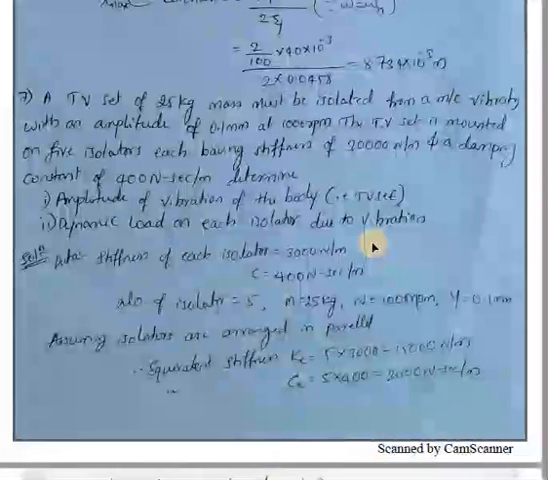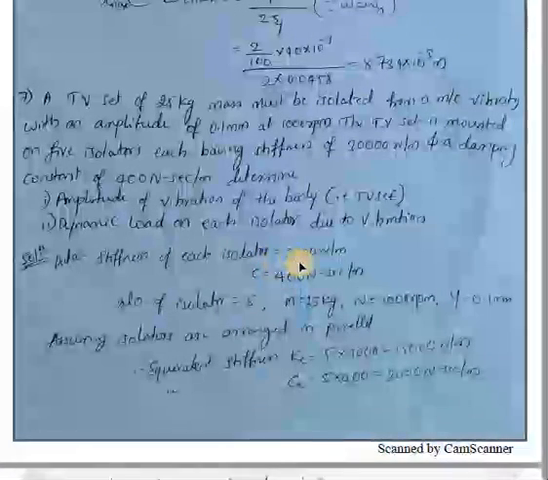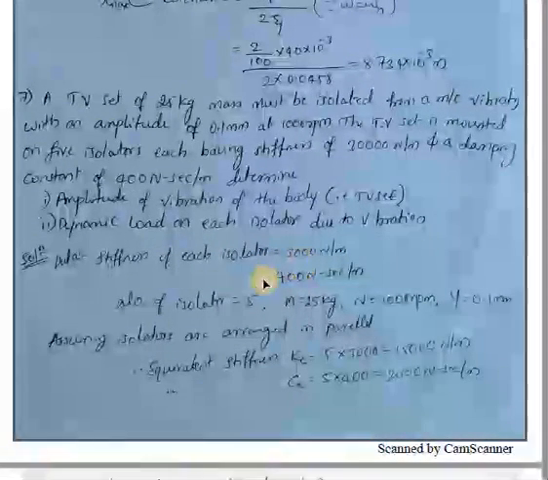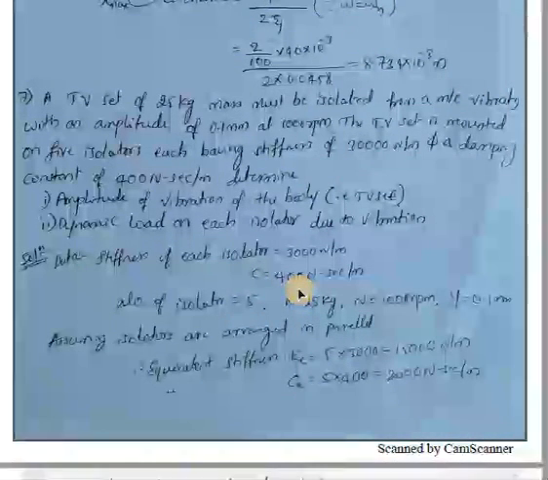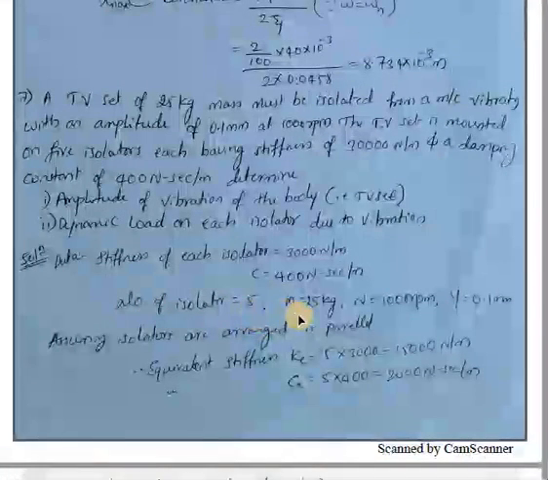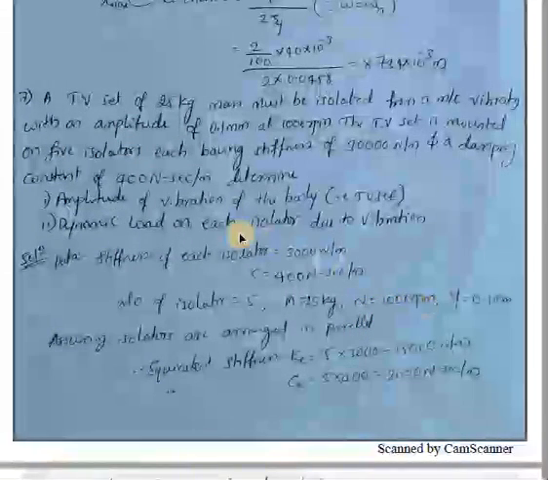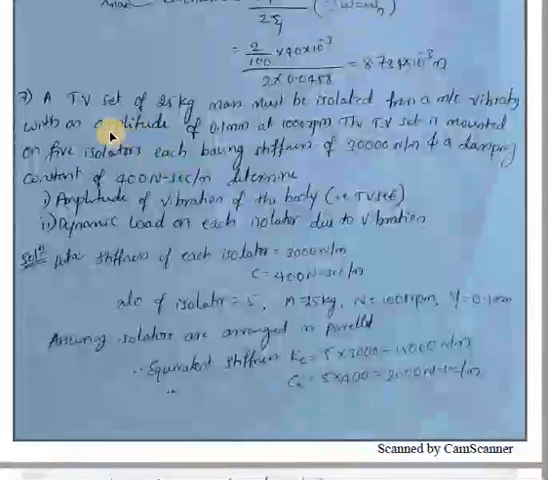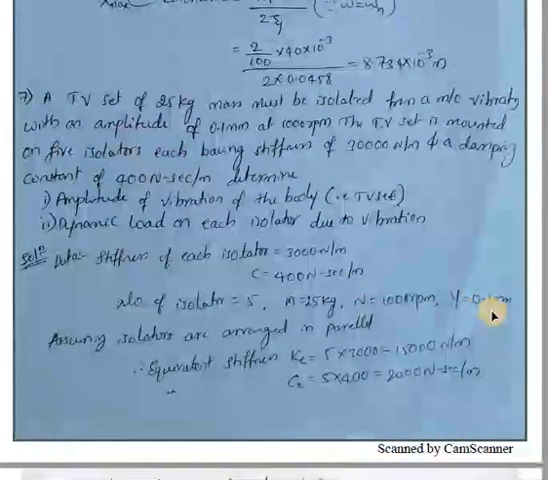So first we'll try to list out the given data. Stiffness of each isolator is given as 3000 Newton per meter. Damping coefficient is given as 400 Newton second per meter. The number of isolators is 5. Mass is given as 25 kg. Speed is given as 1000 rpm. And the vibratory amplitude, that is y, is given as 0.1 mm.